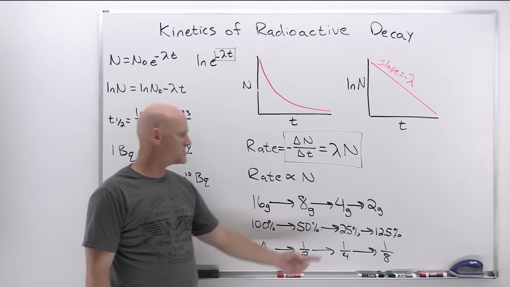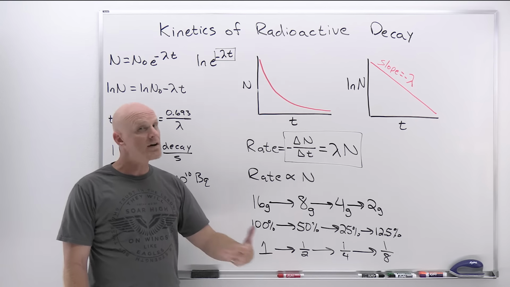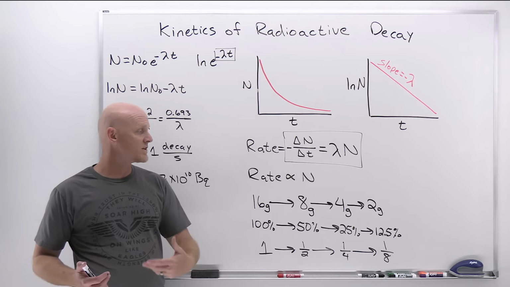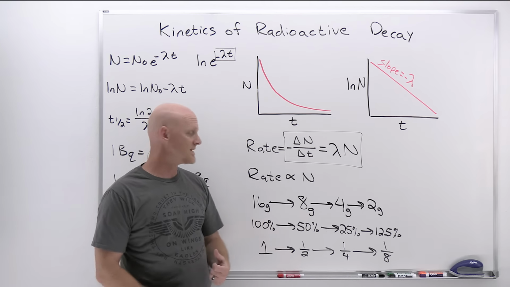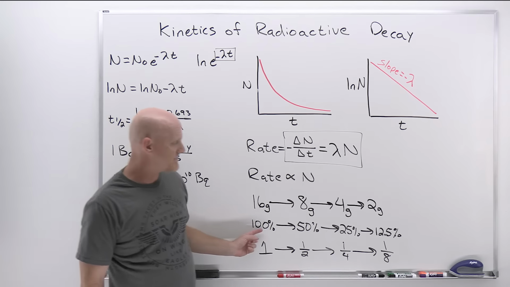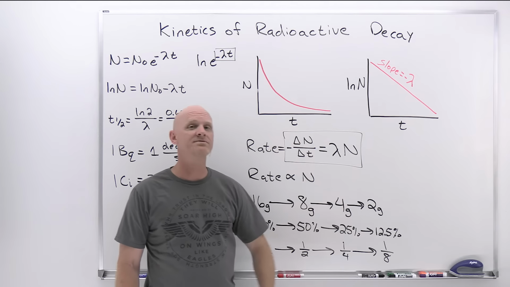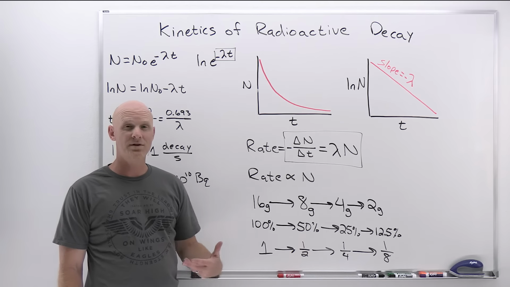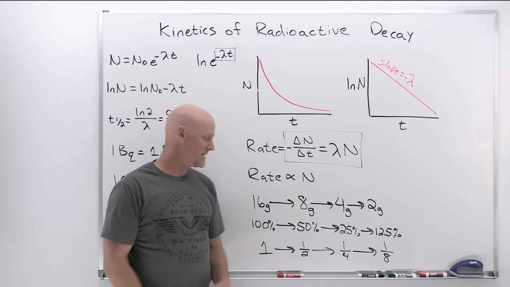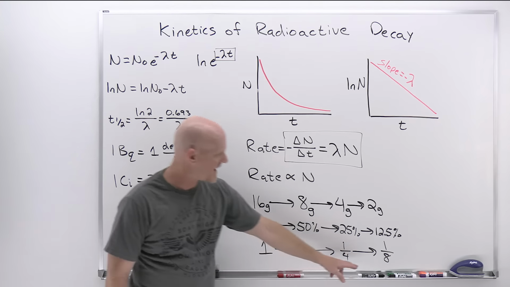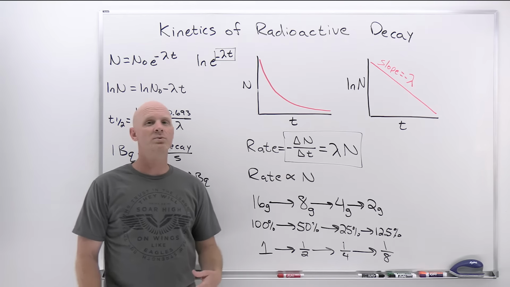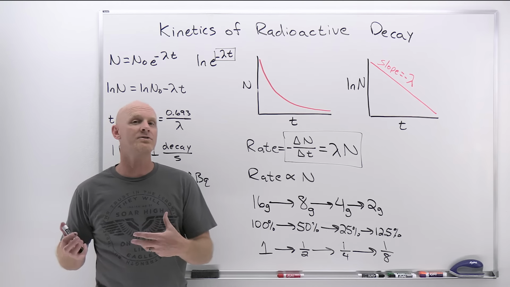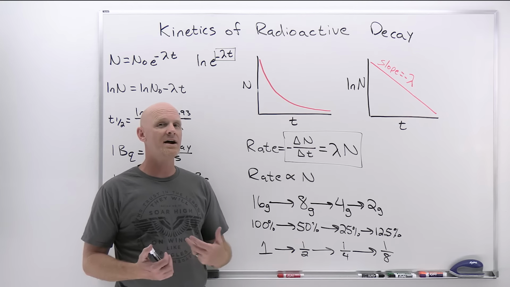Well, all the rest. If 2 grams out of the 16 are left, that means the other 14 grams underwent radioactive decay. They decayed. Same thing here. If after 3 half-lives we have 12.5% of our sample remaining, that means that the other 87.5% decayed. Same thing here once again. If after 3 half-lives 1/8 of the original sample remains, that means the other 7/8 of the sample actually decayed.